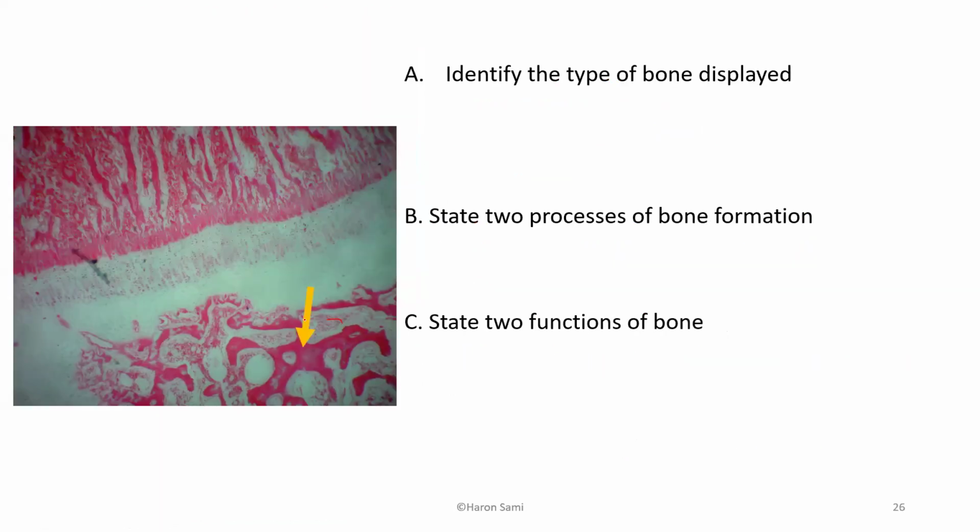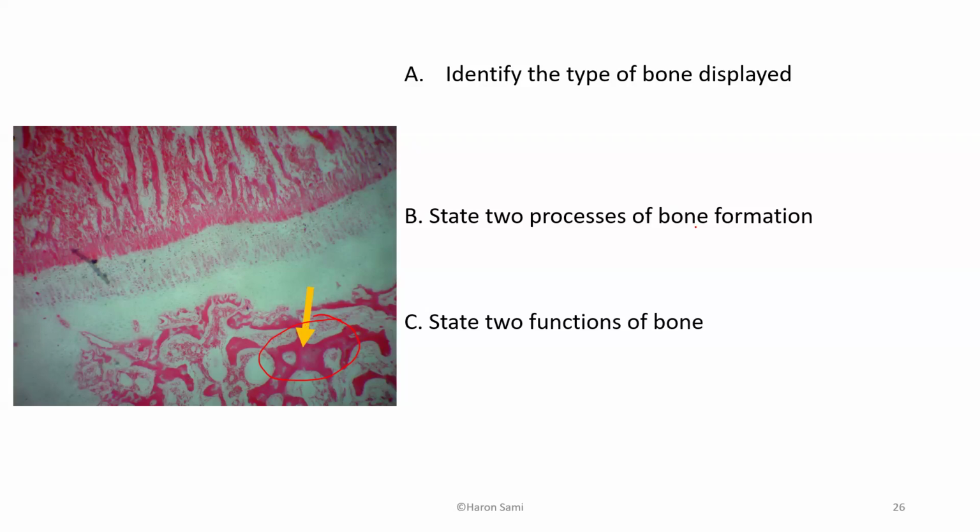This one, name this one. Which type of bone is that one? Guys, that's trabecular bone. What's the other name of trabecular bone? Spongy bone. Okay, spongy bone. What is the other name? Cancellous. You can use those interchangeably.